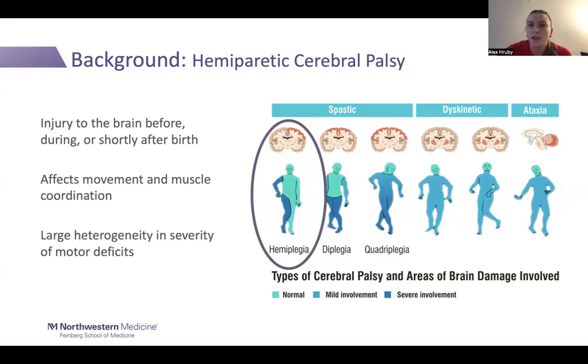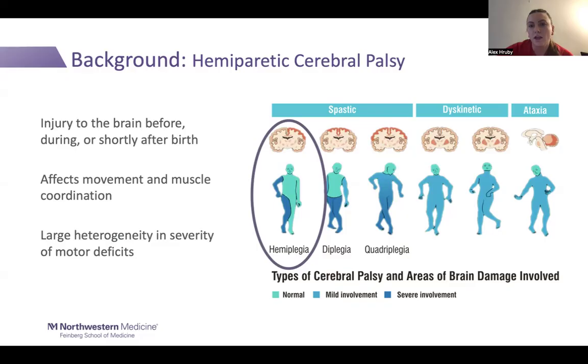So just kind of jumping in, the population that we work with are individuals with hemiplegic cerebral palsy or CP. These are individuals who have had an injury to their brain either before, during, or shortly after birth. The reason that we term it hemiparetic or hemiplegic CP is that one side of the body is affected while the other is relatively unaffected.